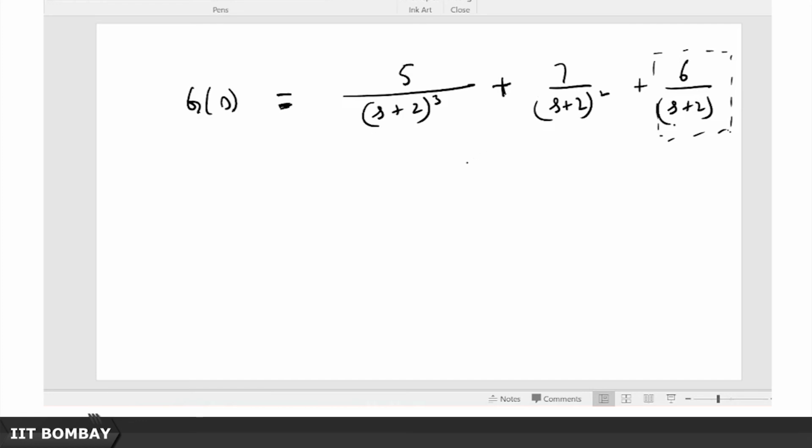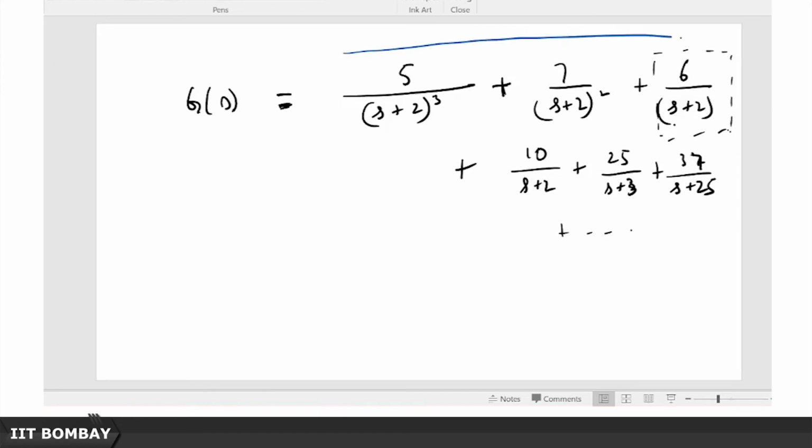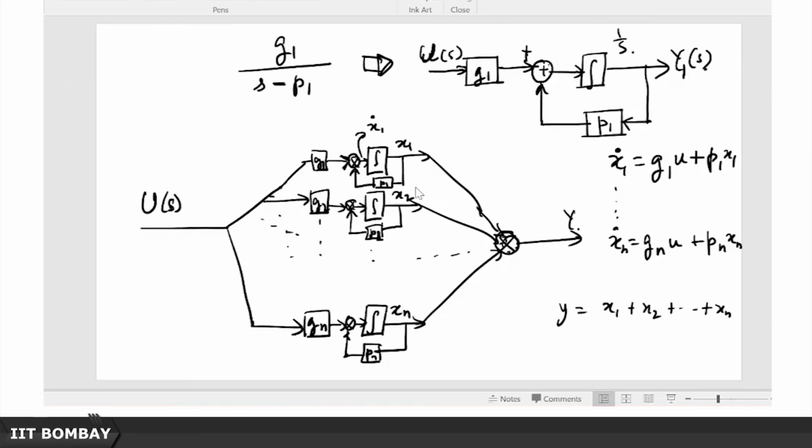There may be several other terms as well. For example, there may be 10 upon S plus 2, plus 25 upon S plus 3, plus 37 upon S plus 25, and so on and so forth. There may be many other terms. So we are only stuck at this point where we encounter these repeated poles. The other terms we can conveniently proceed with in the same fashion, analogous to this.